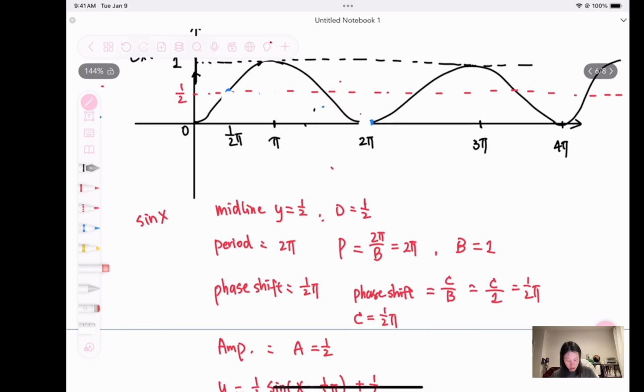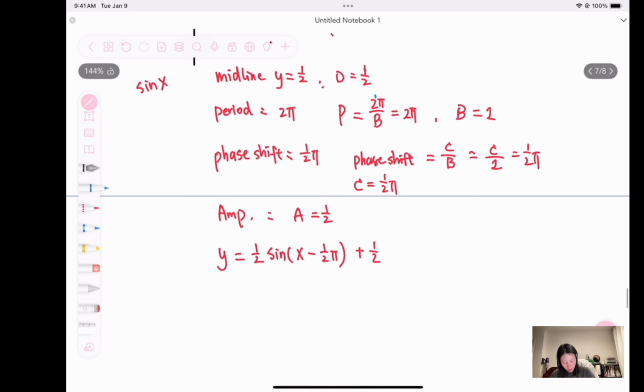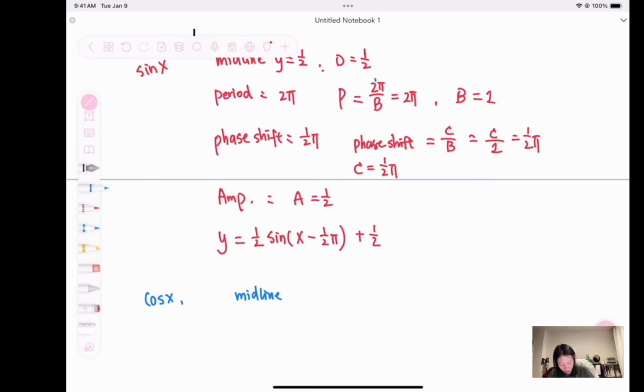Everything should look the same except for the phase shift. We have the same midline even though it's a cosine function. Let me change the color of the pen. Now, if this is a cosine function, the midline is still y equals 1/2. The period is still 2 pi, and when you solve that, the period is 2 pi divided by b equals 2 pi. That gives you the same b, which is equal to 1.